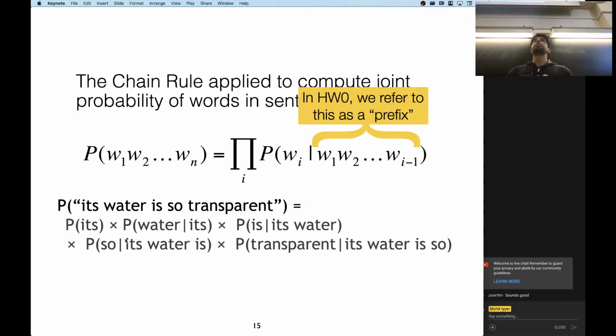Some terminology: in your homework 0 and for the rest of the semester, we will refer to the previous words that came before the word that you're currently predicting as a prefix. And a lot of this class will be focused on how you model the prefix. What is the best way of extracting all the useful information from this prefix such that you have the best estimate of what the next word could be?